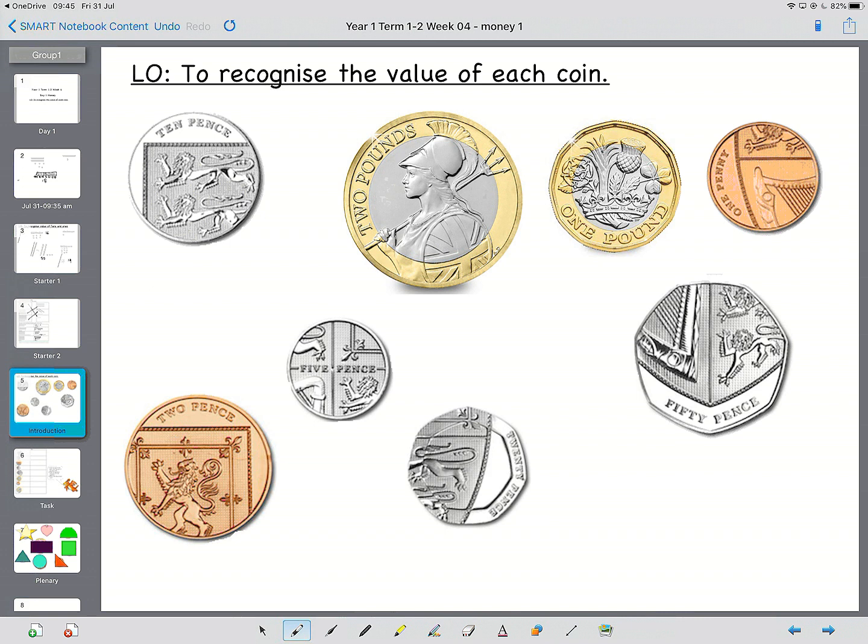Okay, so welcome back. So you might be able to read here that this has got 10 pence written on it, which means it's worth 10p. This one down here has got 2 pence, so that's worth 2p. This one's got 5 pence written across, so that's worth 5p. This one's a bit trickier, you have to turn your head on the side, but it's got 20 pence written down there.